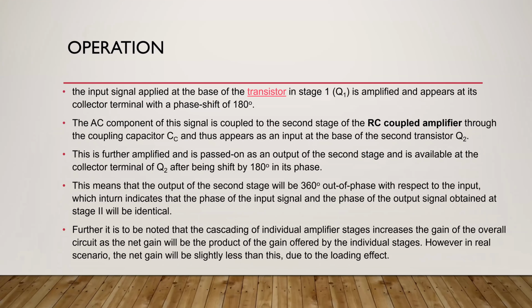Now let us see the operation. The input signal applied at the base of the transistor in stage 1 is amplified and appears at its collector terminal with a phase difference of 180 degrees. The AC component of this signal is coupled to the second stage of the RC coupled amplifier through the coupling capacitor CC, and thus appears at the base of the second transistor. This is further amplified and is passed on as the output of the second stage, available at the collector terminal of Q2.